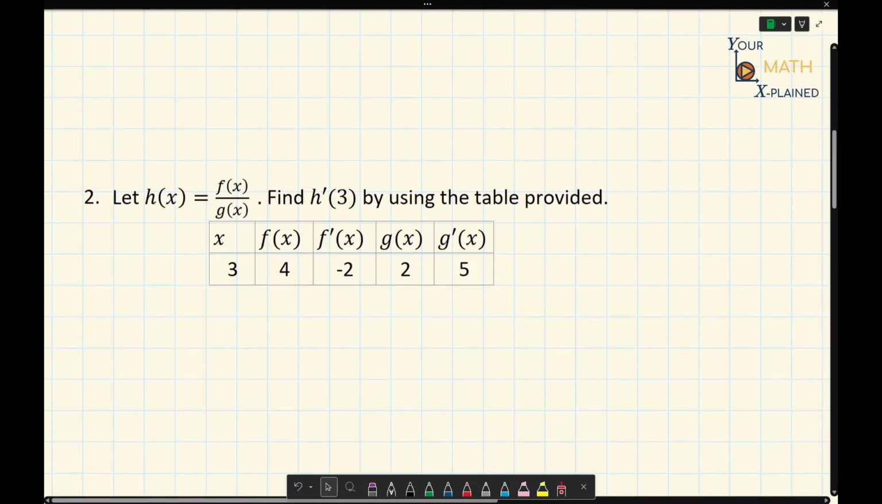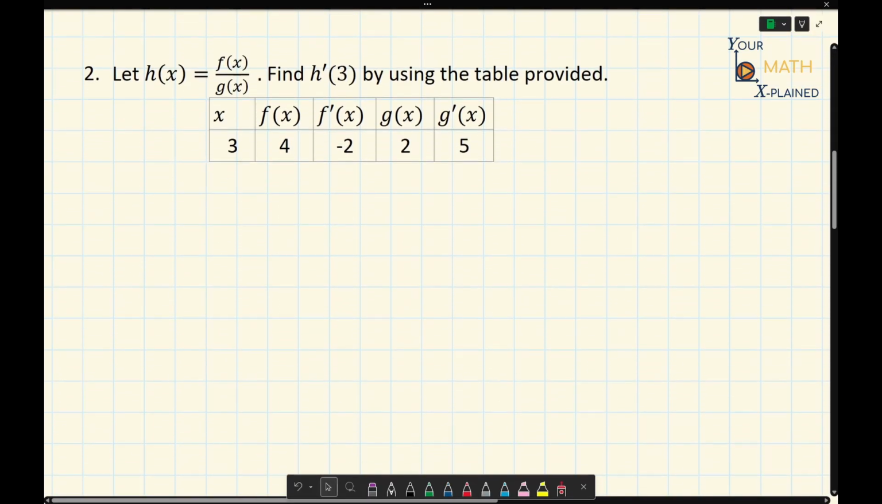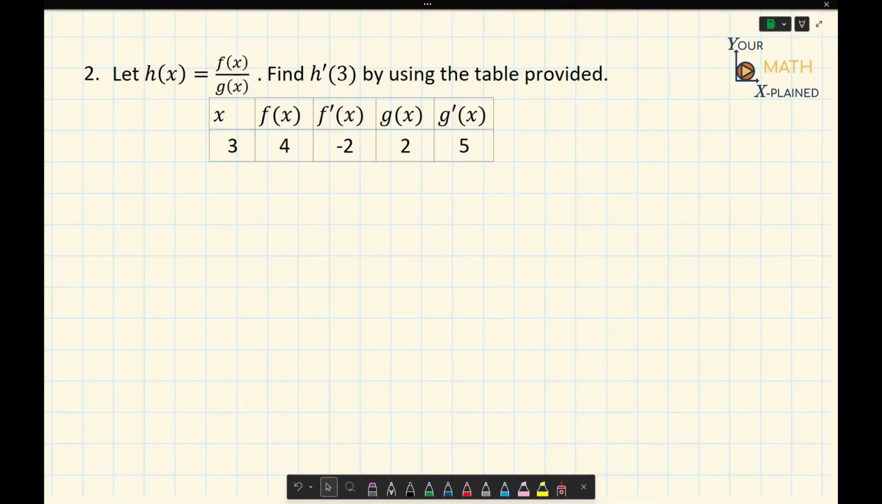Next, we're going to take a look at a problem where the function is not actually given. Instead, we're only given a table of values. Note that this is actually a very common AP IB problem, and they're using this to check if students understand the structure of the rule, not just moving variables around. And here we want to find h prime of 3, where h is f divided by g.